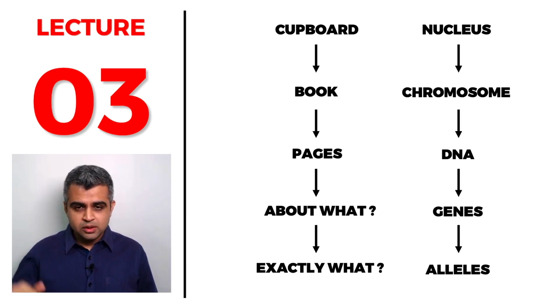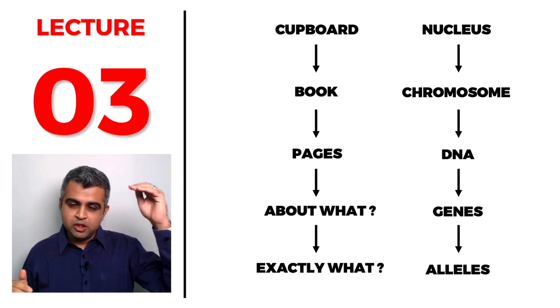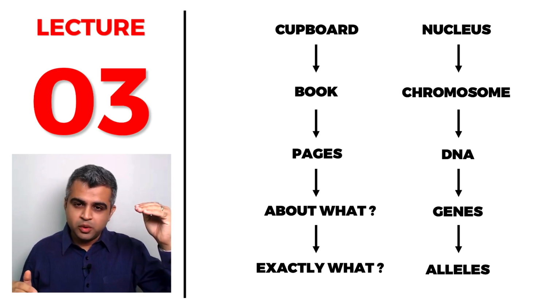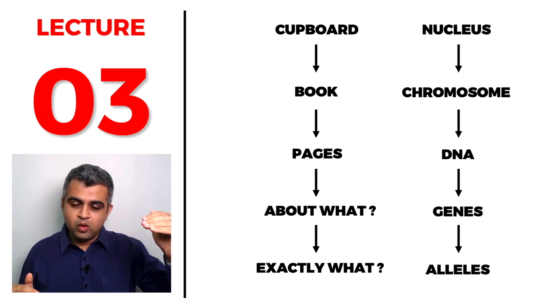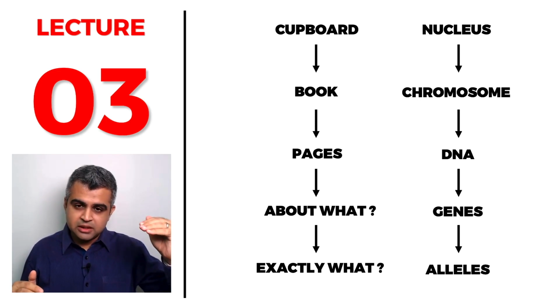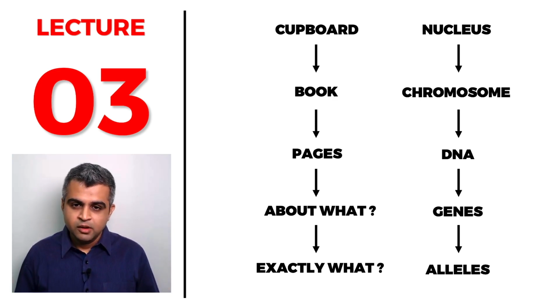So now you know that you have a cupboard के अंदर books which are made up of pages जिसके ऊपर किसके बारे में क्या लिखा है. Similarly, you have a nucleus. Inside the nucleus you are going to have the chromosomes. The chromosomes will have the DNA, and on the DNA you will have genes, and the specific features or the specific types of genes are going to be called as alleles. Today we will discuss a little bit more about this subsequently in the lecture.